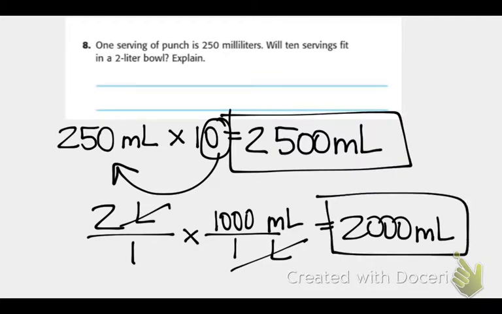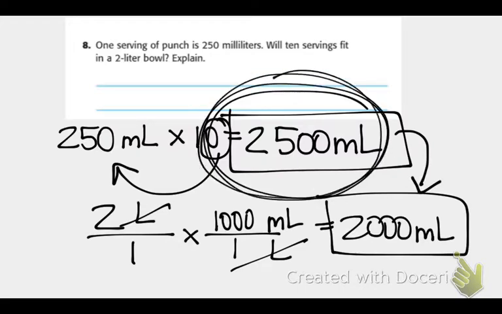So is it going to fit? 1 serving of punch is 250 milliliters. 10 servings fit. So are these 10 servings going to fit in there? No, they're not, because this number is larger, right? They will not all fit in there at one time. It'll be spilling out over the top of the bowl, and we'll have a mess. And nobody wants spilt punch. That's just not good for anyone.